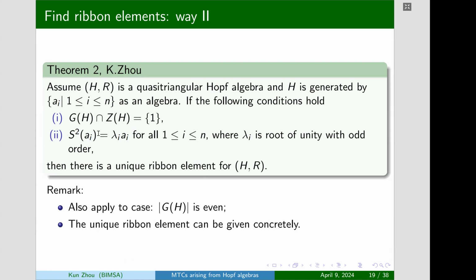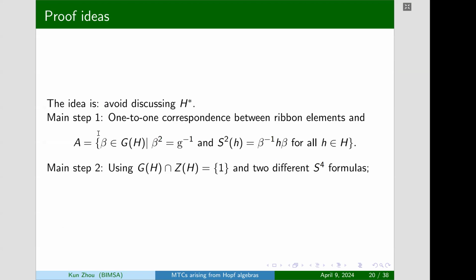Observe that we don't give any restrictions on the order of G_H, so it can apply to the case where the order of G_H is even. Moreover, we can give the above unique ribbon element concretely, but we omit it here because it is slightly like the ribbon element given in the third one. These two ways to find ribbon elements are meant to avoid discussing the dual Hopf algebra of H.